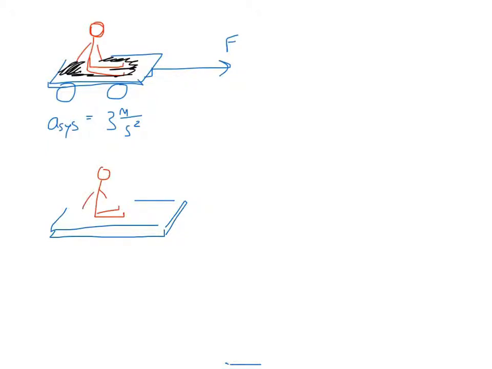All right, and the wagon is moving. Ooh, I want a red wheel. I want a blue wheel. And the wagon is moving towards the right. There's a net force applied to the wagon right there, okay? And the wagon is moving.